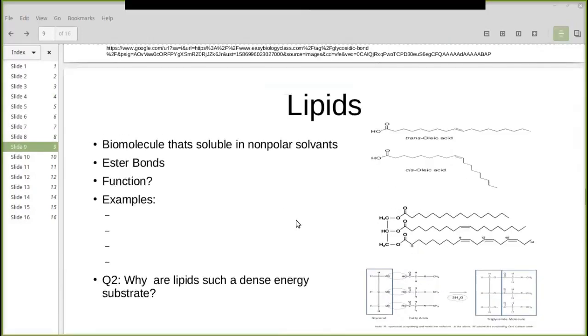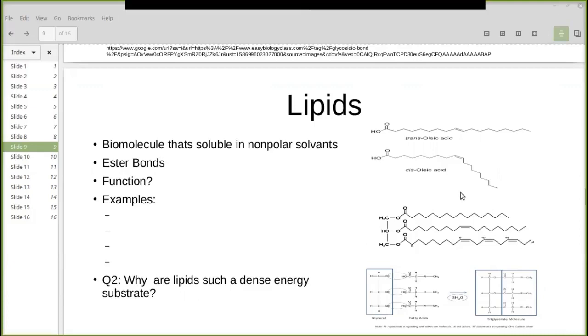Moving on, we have lipids, right? Lipids you could define as biomolecules that are soluble in nonpolar solvents. And so they don't really like to interact with water very much. You see the carbon chains over here for these fatty acids, very nonpolar, they stick with each other, don't stick with water very much at all. These fatty acids can be combined into what are known as triglycerides.